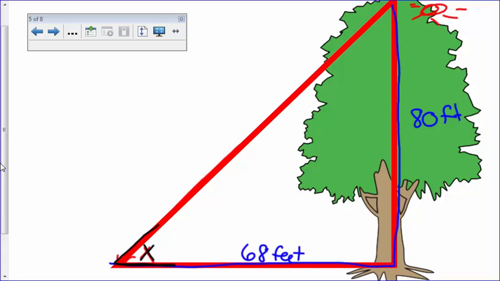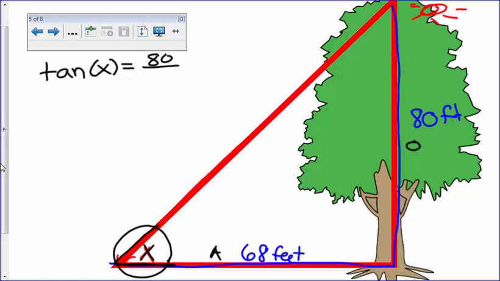So let's go ahead and solve this problem. Based on x, my angle, I've got my adjacent side and my opposite side. So now we're switching to tangent. So we've got the tangent of my angle, x, is equal to my opposite 80 divided by my adjacent 68.